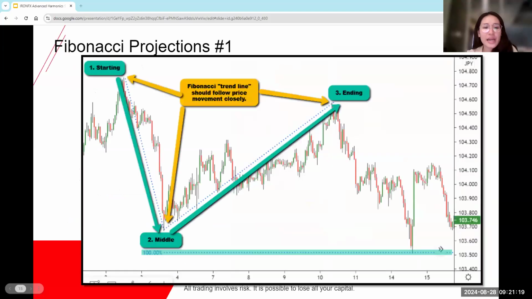Okay, if we look at another example of this, you can see really clearly the starting, middle, and ending points follow the swing highs and lows of price. And price has bounced off of that 100% very nicely over here.